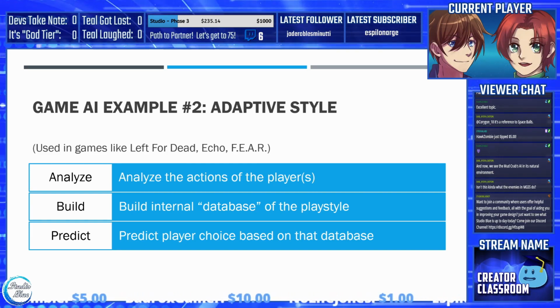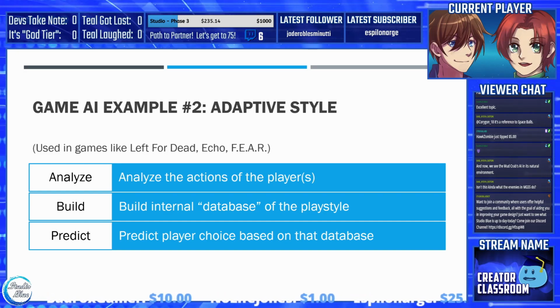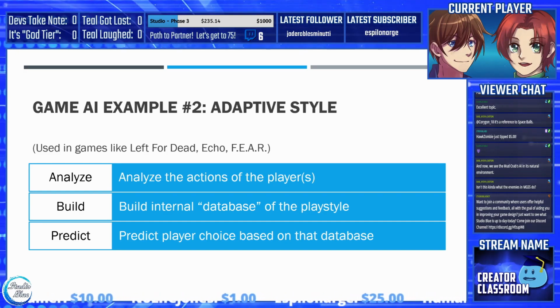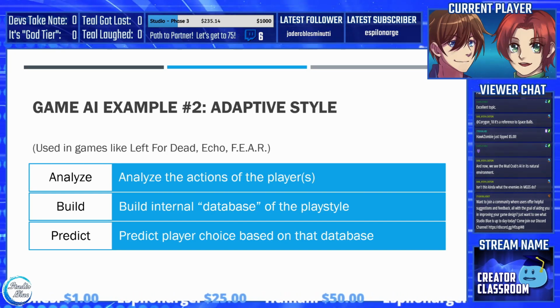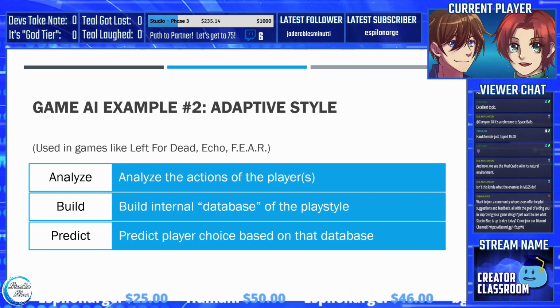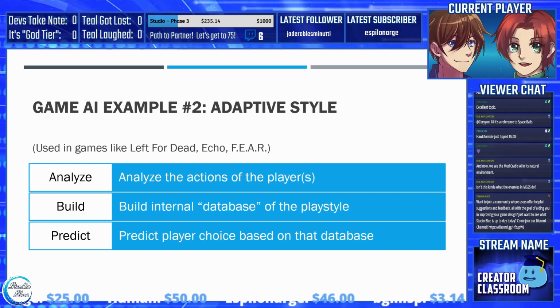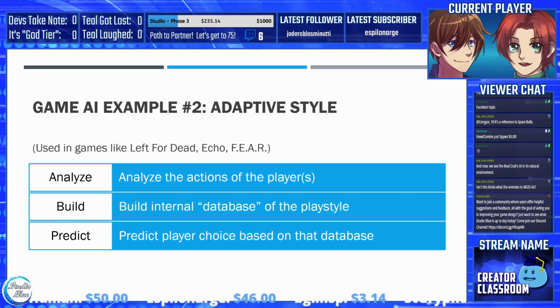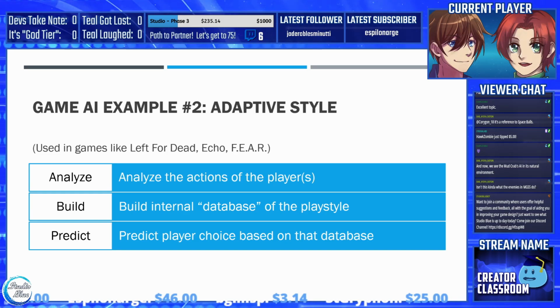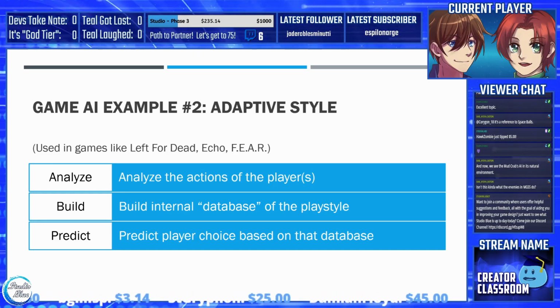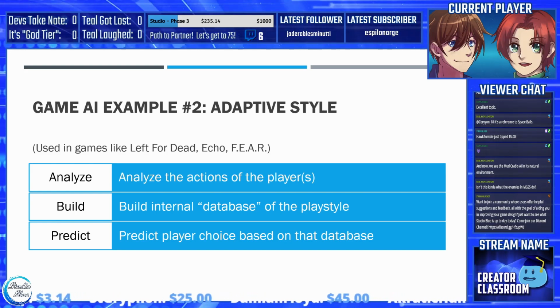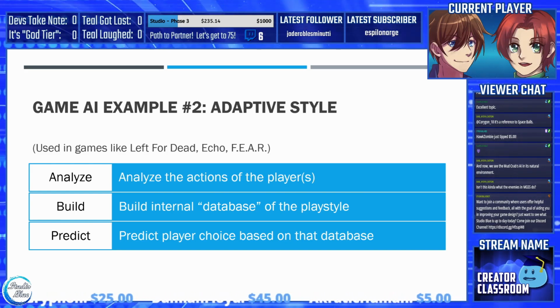So in this case, they analyze the action of the player. Is the player waiting every 5 seconds before moving on? Is the player stalling like in Left 4 Dead? Left 4 Dead does not let you stall. No. If you sit there in Left 4 Dead, that director AI will send a horde after your ass to get you moving. And it will suck. And Echo and Fear acted similarly to adjust themselves.